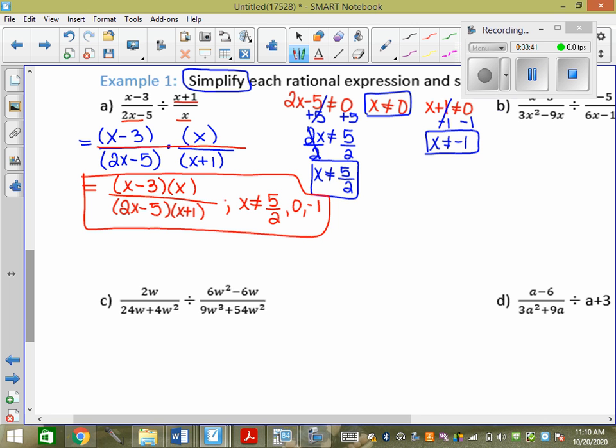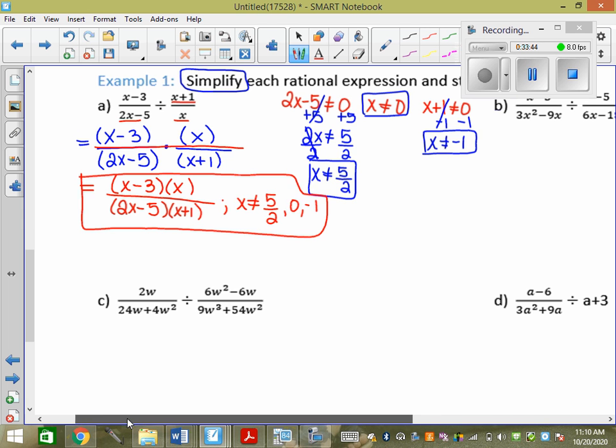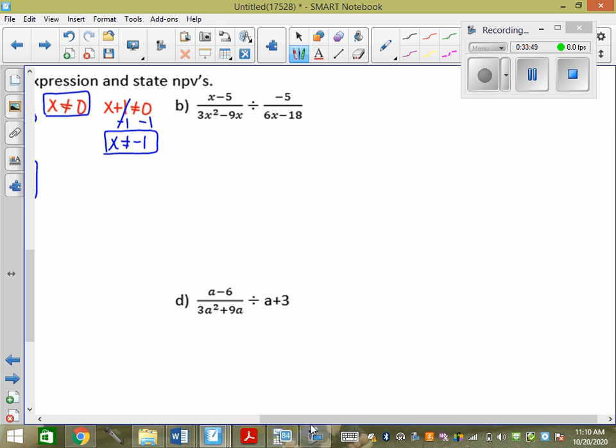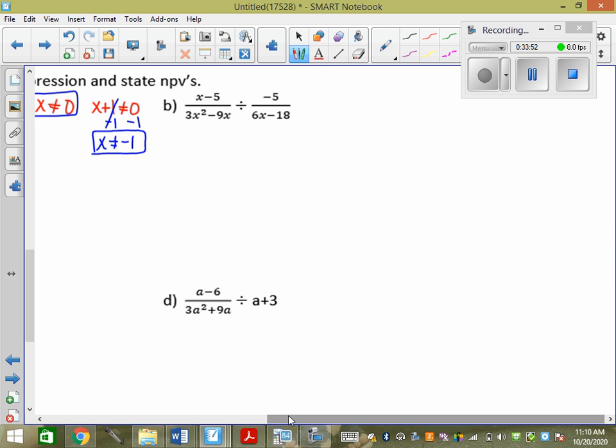Okay, so let's look at B. So if we look at B, what's the very first thing we should do? Flip and multiply, right? Get it right to multiplication right off the hop. So we're going to get equals x minus 5 over 3x squared minus 9x, times, flip them, 6x minus 18 over negative 5.